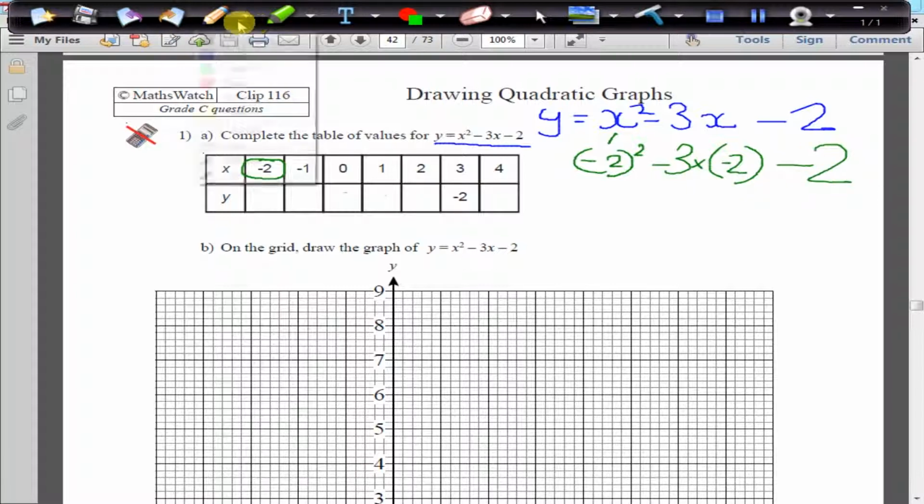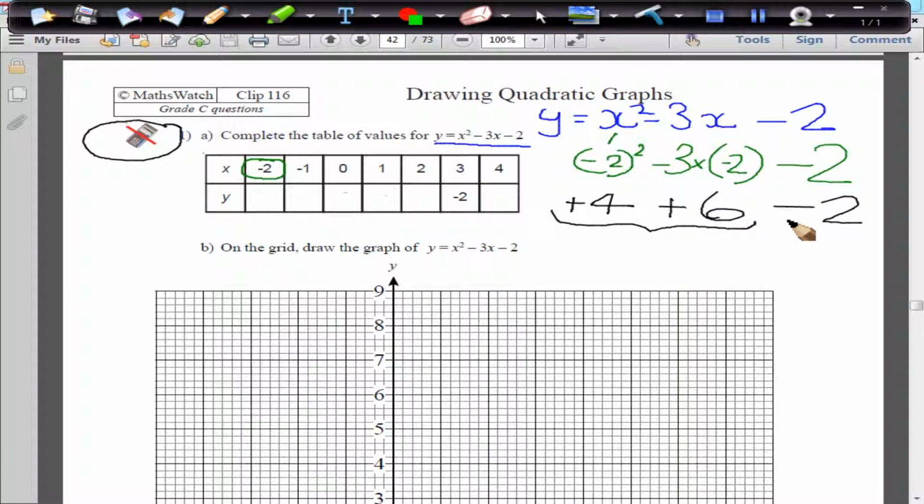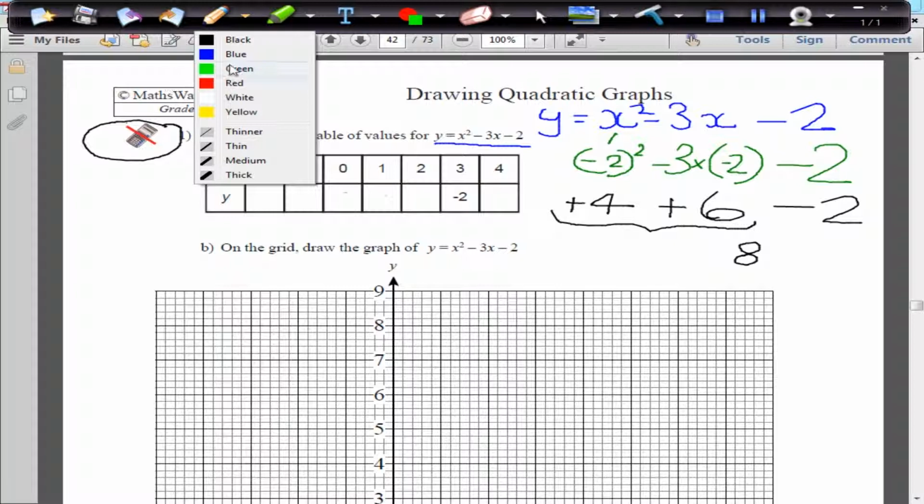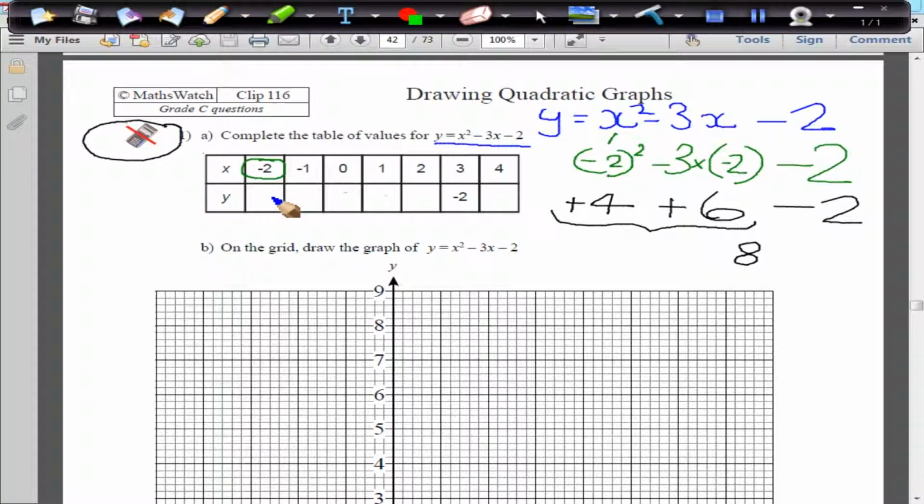So we need to work these ones out now. Remember, this is a non-calculator. So minus 2 squared is? Plus 4. Minus 3 times by minus 2 is? Plus 6. And then you have minus 2. So you have 4 add 6 is equal to 10, take away 2 will give us an answer of 8. So where does 8 go? In the box here.